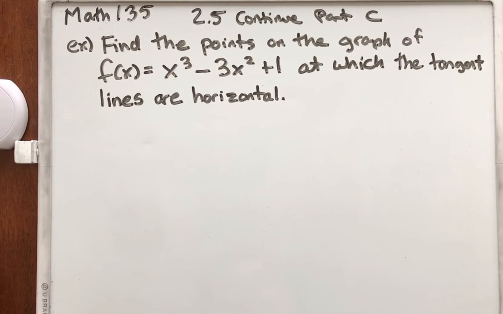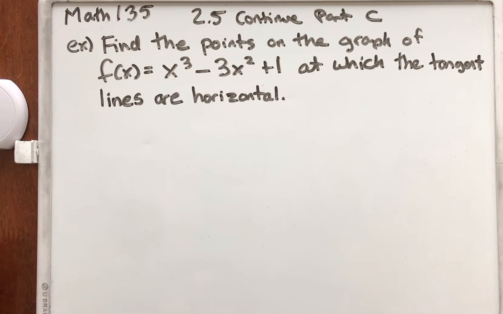2.5, continue part C. So we're going to do an example. Find the points on the graph of f of x equals x cubed minus 3x squared plus 1 at which the tangent lines are horizontal. I'll read that again. Find the points on the graph of f of x equals x cubed minus 3x squared plus 1 at which the tangent lines are horizontal.